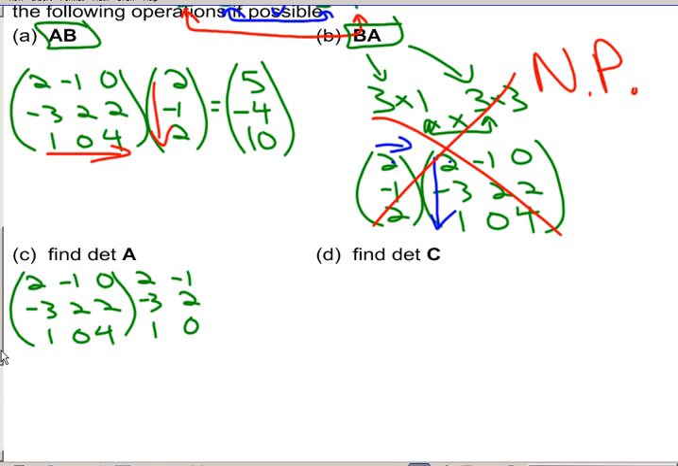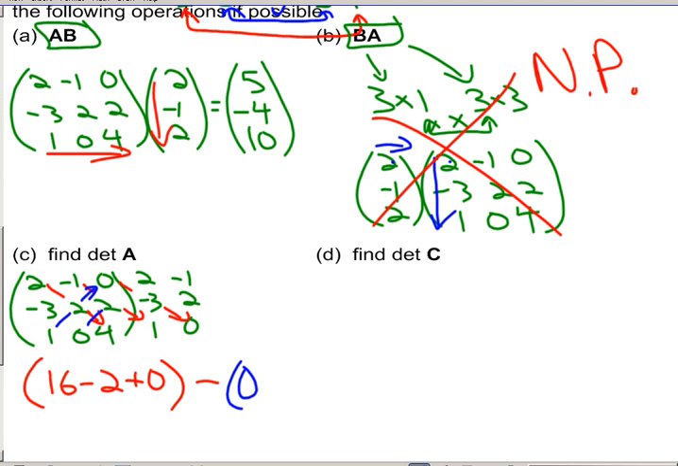What I do first is I multiply down the diagonal, so 2 times 2 times 4 gives me 16. Down the next diagonal, negative 1 times 2 times 1 gives me negative 2. And down the next diagonal, 0 times negative 3 times 0 gives me 0. And I'm going to subtract what I get when I look at the upward diagonals. Okay? 1 times 2 times 0 is 0. 0 times 2 is 0. And finally, 4 times negative 3 times negative 1 is positive 12.